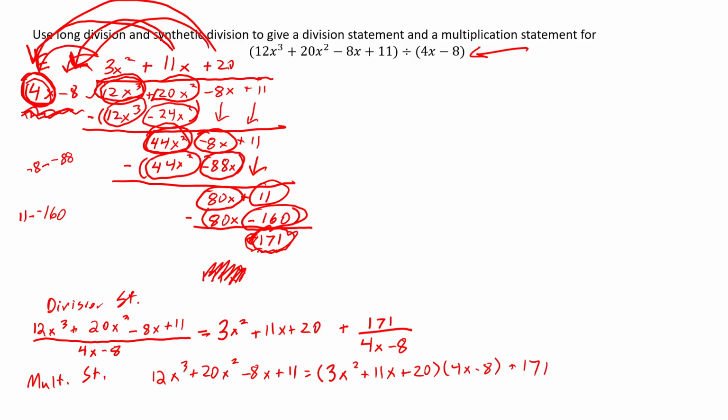Okay? Now, let's approach this using synthetic division. And there's a reason we're doing this, and it's because there's a common mistake people make using synthetic division when the divisor is linear, but the coefficient of x is not 1. What I mean by that is right now our divisor is 4x minus 8. The coefficient of x is 4. It's not 1. First thing we're going to do is set that equal to 0 and solve for x.